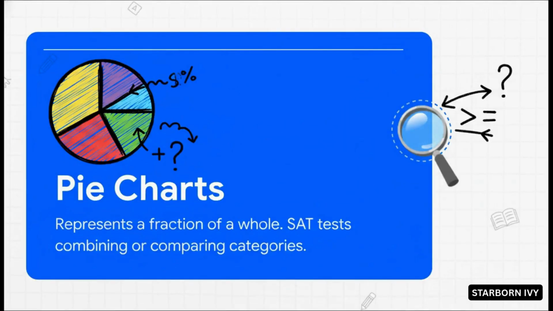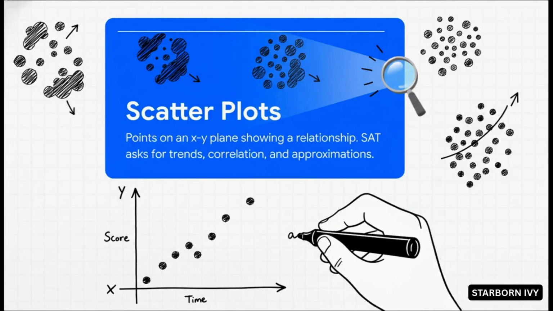And our third opponent is the good old pie chart. These are super straightforward. They just show you parts of a whole, almost always in percentages. The questions will usually have you comparing the size of different slices or maybe adding a couple of them together. It's really just about how different pieces make up the whole pie. Simple as that.